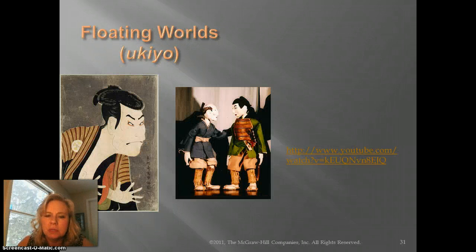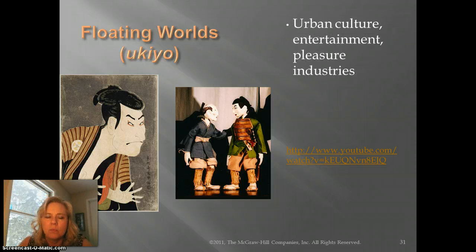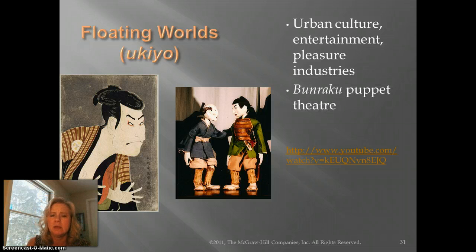Now, culturally, floating worlds was what the urban culture was referred to as. Floating worlds would imply that these are worlds separate from the rest of the world, and that's kind of what it was like. This was an urban cultural center that had entertainment and pleasure industries, and these developed in response to the alternate attendance policies of the Tokugawa, because there were many men that were gathered, the daimyo, that were gathered in the urban centers, and so these pleasure centers would grow up to meet the needs of that community.